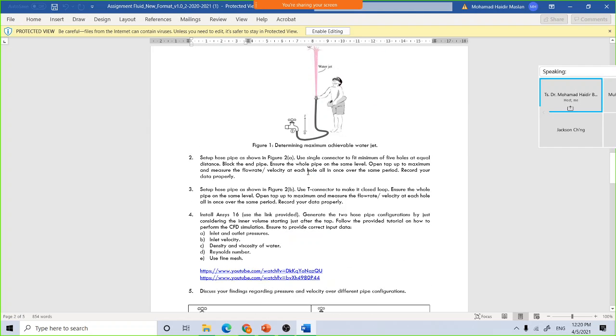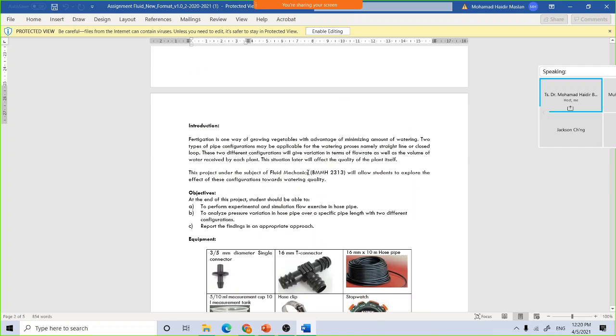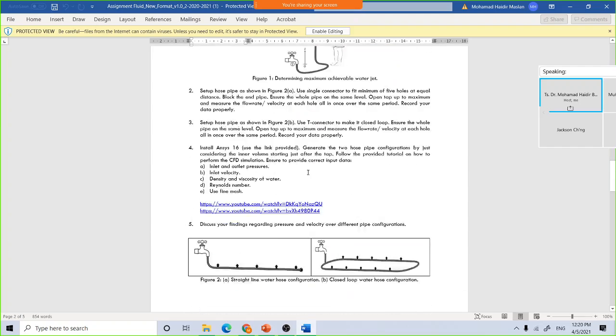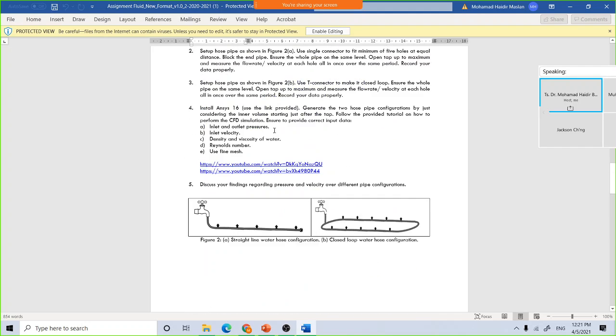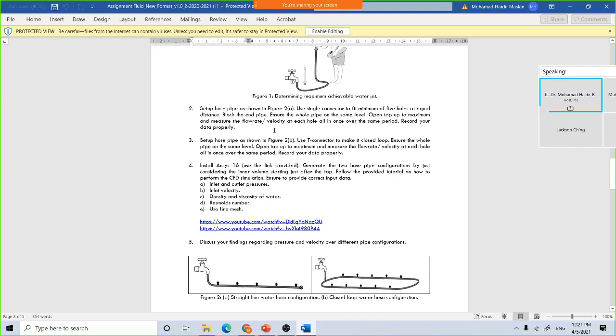Even if you want to search where to buy, I think it has given where, Shopee. So in case you want to search where to buy, it's also here, and you can search by yourself if you want another link. What you do is make a pipeline and compare with these two examples. The first pipeline is straight and the second is a closed loop.